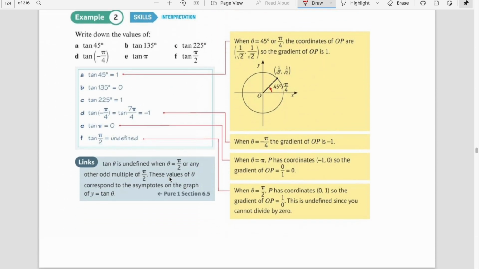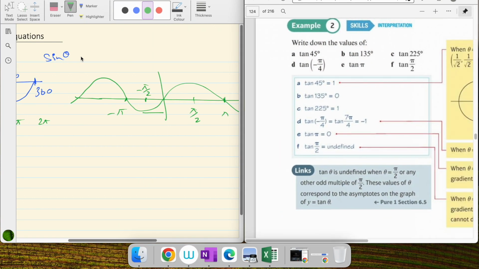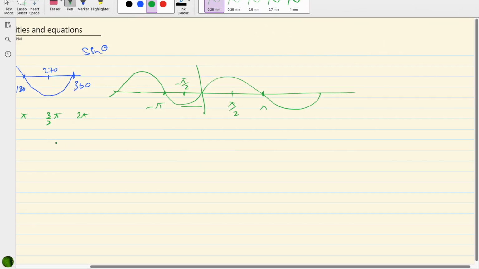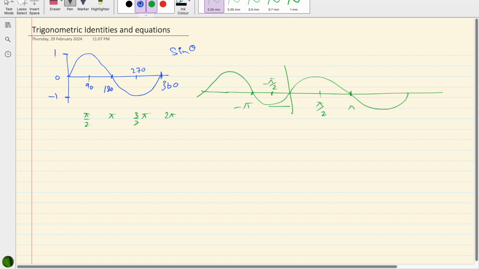Write down the values of tan 45, tan 135, and so on. Okay. Now we have two triangles also. Other than graphs, we can discuss these in triangles. Let me quickly draw the graph of cos and tan also before we move on. So this is 2 pi or 360. This is pi. This is pi by 2. This is 3 by 2 pi. Maximum value is 1. Minimum value is -1. The graph is for cos theta.